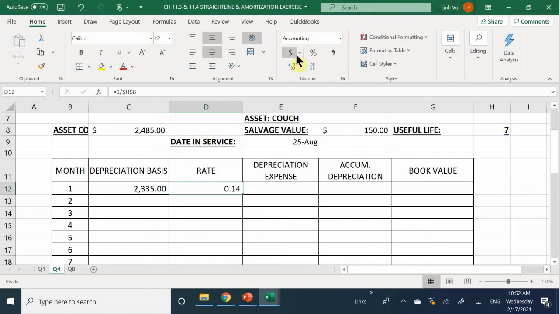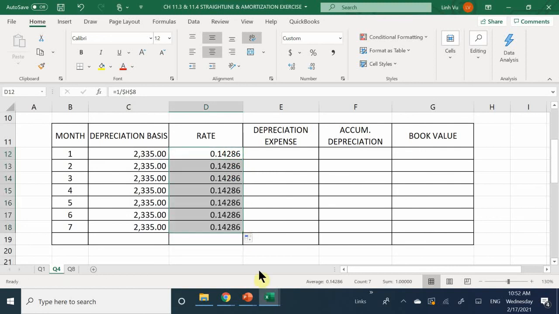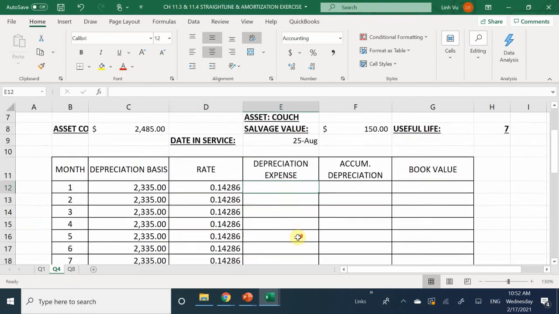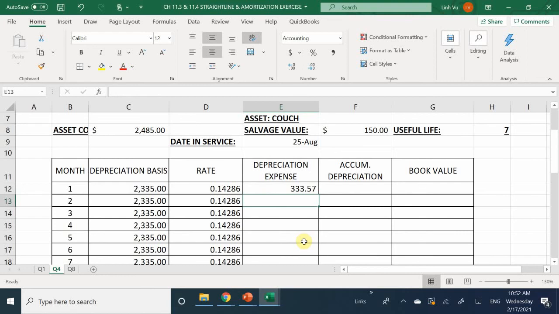So therefore, we need to place it in our equal-round formula. Now, because we're dealing with straight line, my assumption is that every single month, all of this should be the same. So my rate is also going to stay the same. Now, what is going to be my depreciation expense? It would be the rate times the basis. But since we're doing it monthly, you'd have to divide that total by 12. This is for the whole year. We're not looking for the whole year. We're looking for just that month.